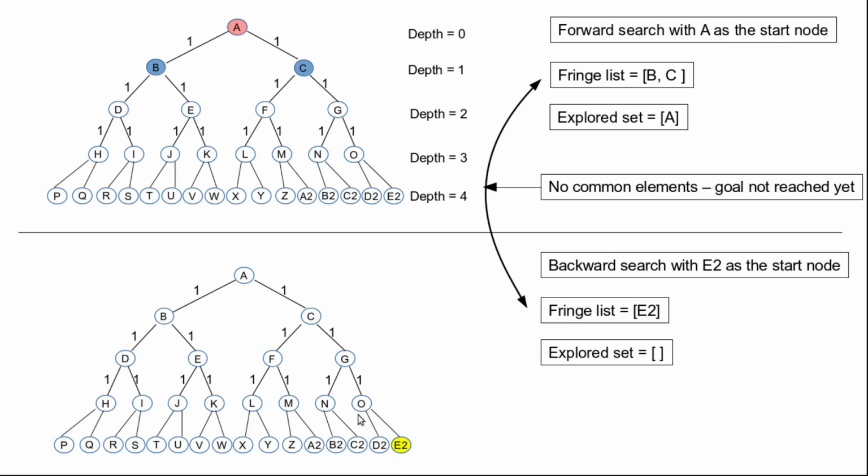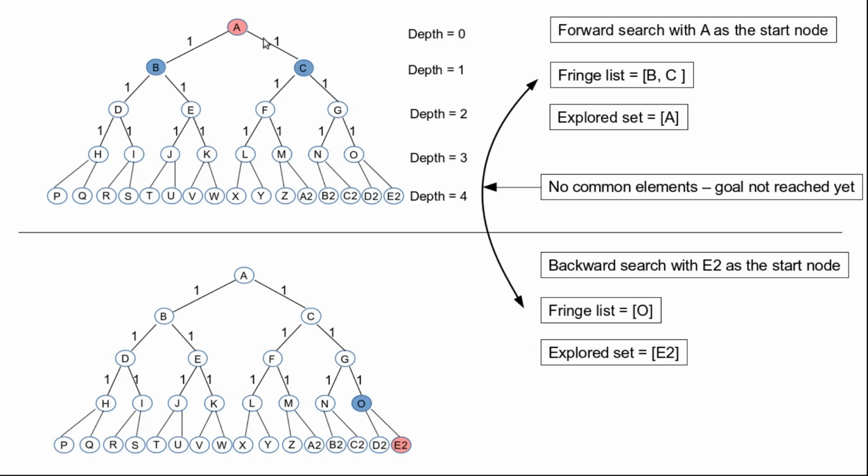and that will generate a new node O. The newly generated node O will be put into the fringe list, whereas the node E2, which we have expanded just now, will be entered into the explored set. And then we again check whether there is any common element between the two fringe lists, and there is no common element, so we will have to continue our search process.